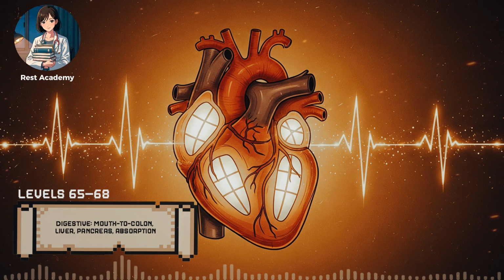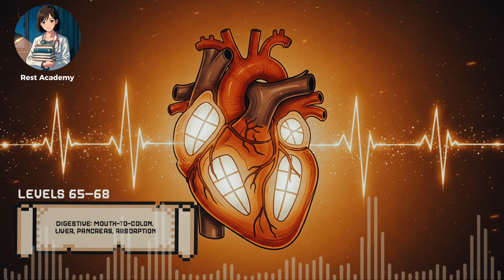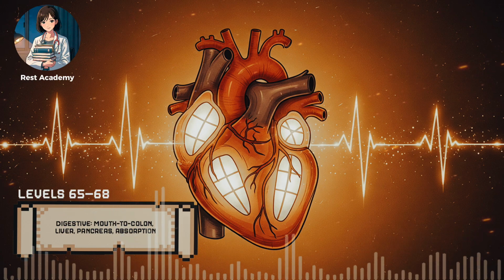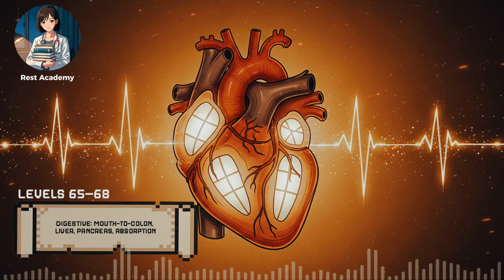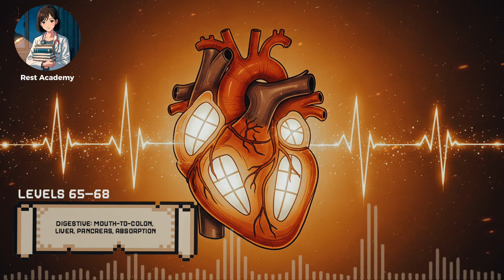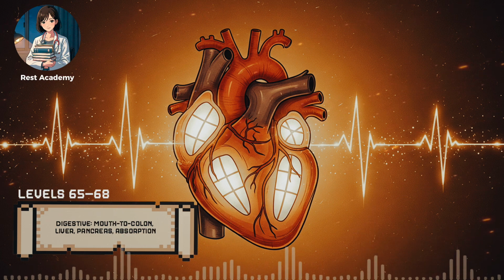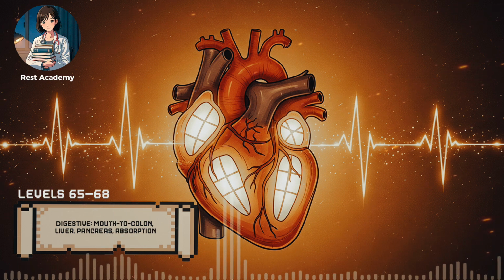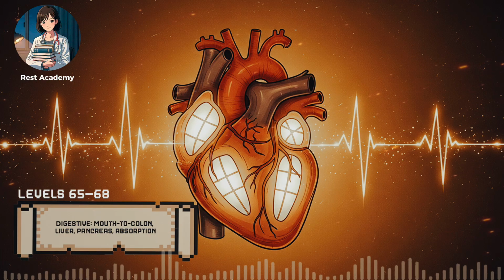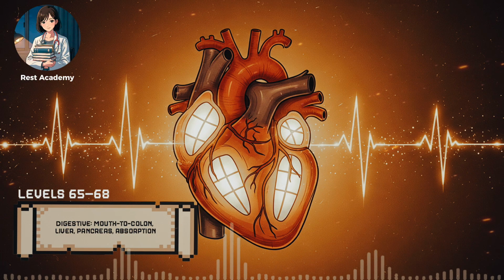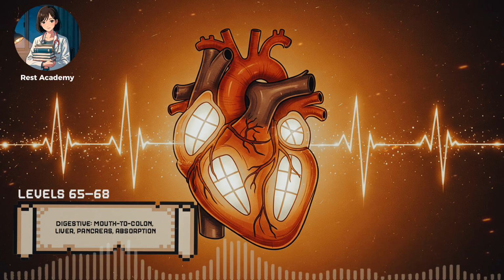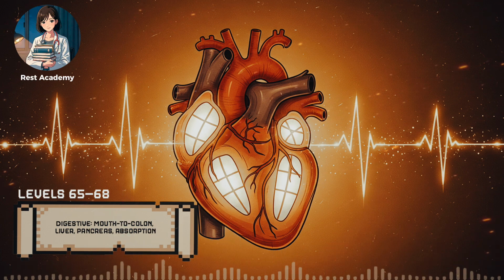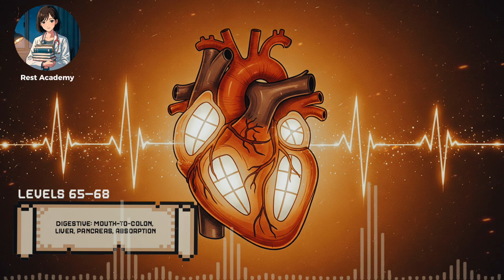The pancreas has exocrine and endocrine functions. Its exocrine portion, acinar cells, secretes digestive enzymes, amylase for carbohydrates, lipase for fats, and proteases, trypsin, chymotrypsin for proteins. These enzymes are secreted as zymogens, inactive forms, to prevent autodigestion, then activated in the duodenum. The ductal cells also secrete bicarbonate to neutralize gastric acid, creating an optimal pH for enzymes.